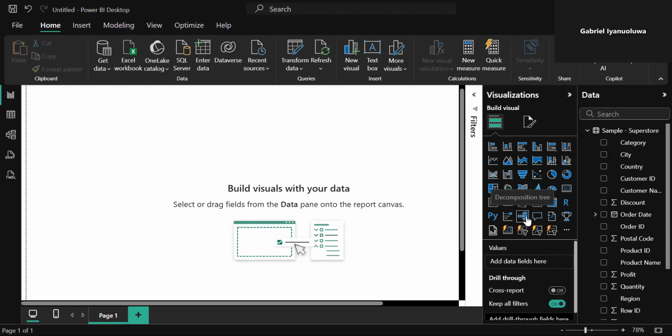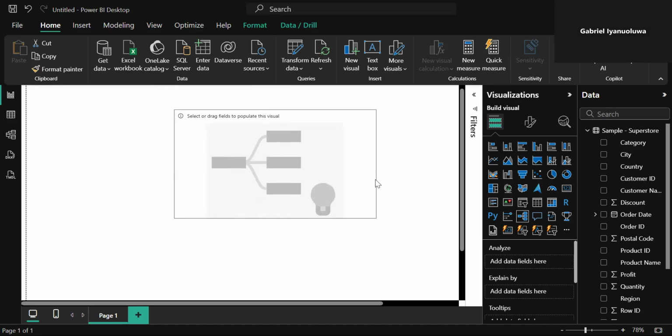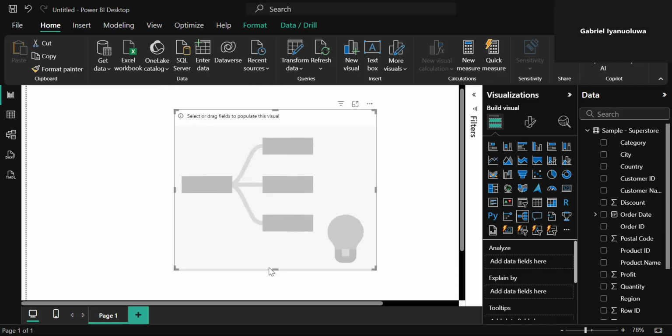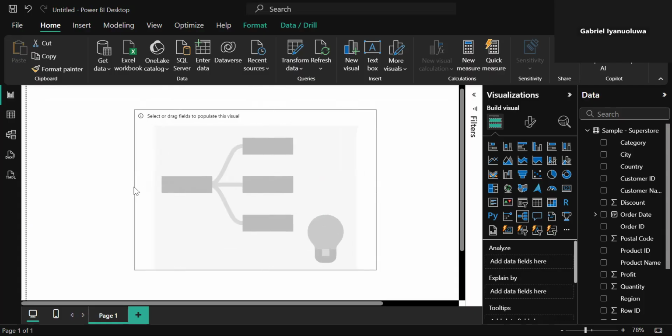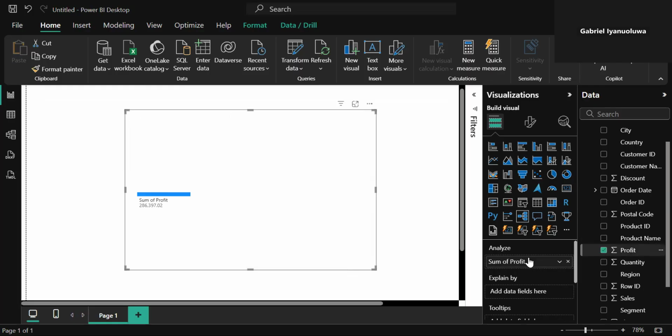So we click on this under the decomposition tree. When we click on our decomposition tree, we are going to have something like this. So we click on hierarchy. For instance, if I want to see the high-level profits and the low-level profits across different variables, for this analysis I want to analyze based on profit. So I will click on this profit and put it here, because it's profit I want to work with.